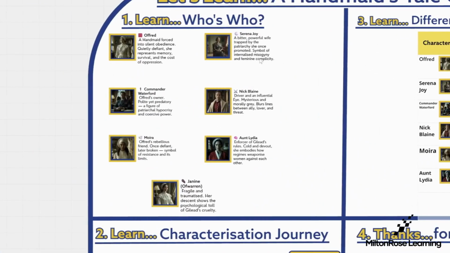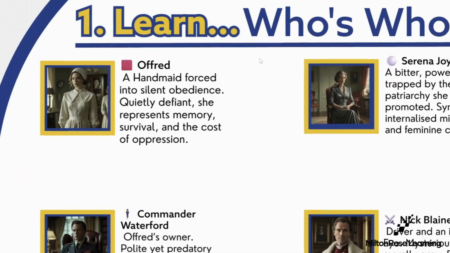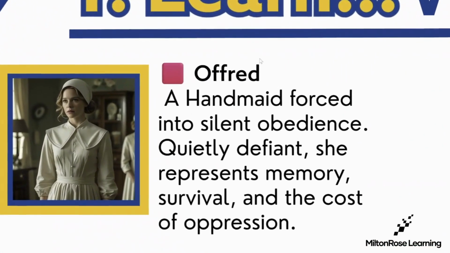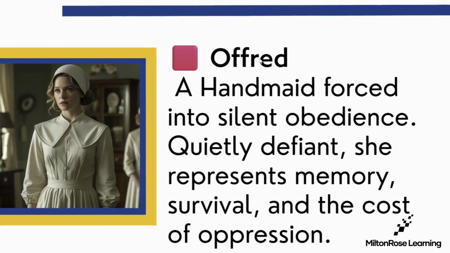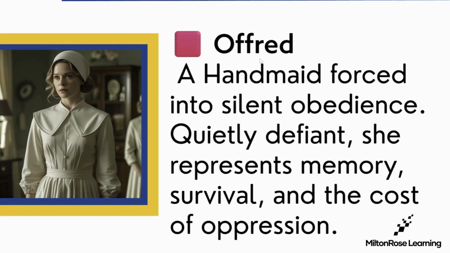So first off, we'll look at a very quick who's who. Just to give you a quick overview of the key characters for anybody who is just starting studying the book. So first one has got to be Offred. She is a handmaid, a new female social class that they've created in Gilead. She's forced into silent obedience, but she's quietly defiant. She goes against the system in some ways. She represents memory, survival, and also the cost of oppression, because she tries to fight back in her own way against the Republic of Gilead.